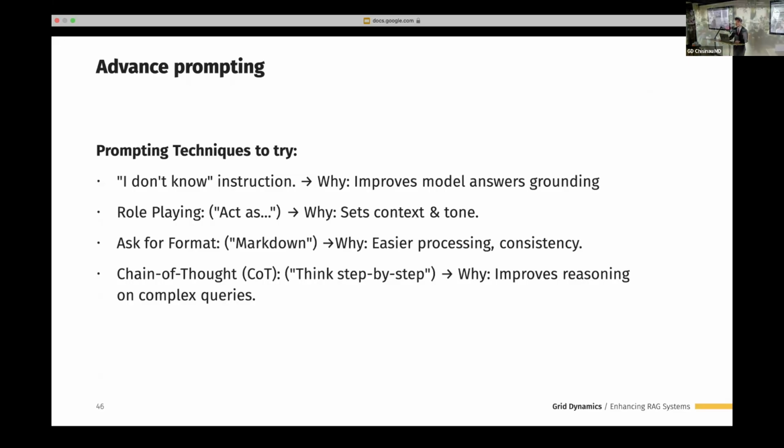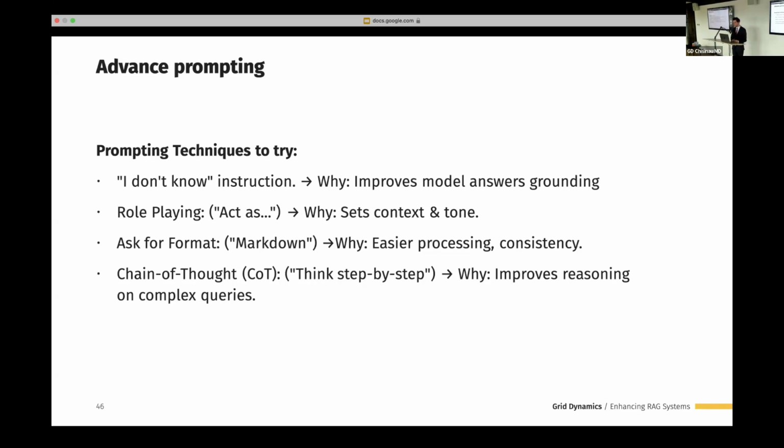Also use role playing. In our case, it acts as a financial advisor. This makes it use the right words, the right acronyms, and set the right tone. Also, specify the format, in this case for example Markdown. By using the right format, it can improve how it looks and how clear it is to understand, and it should be more user-friendly.